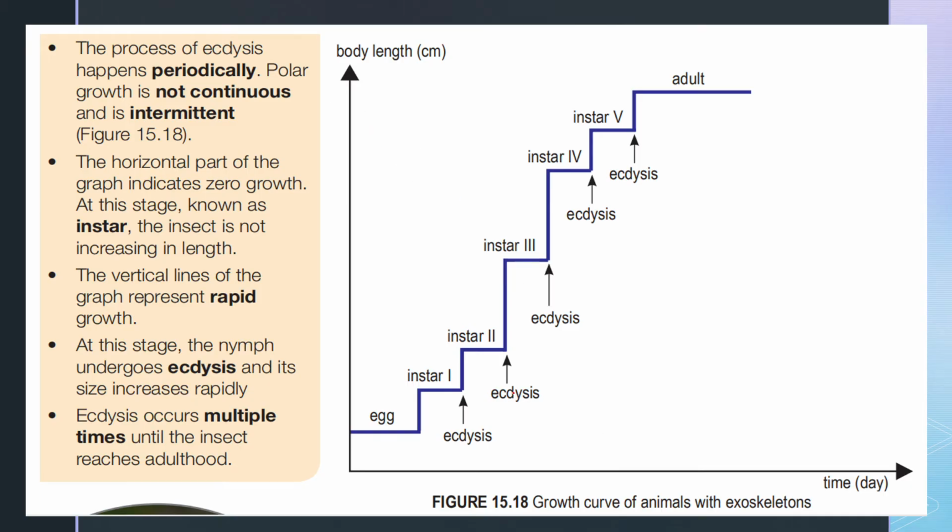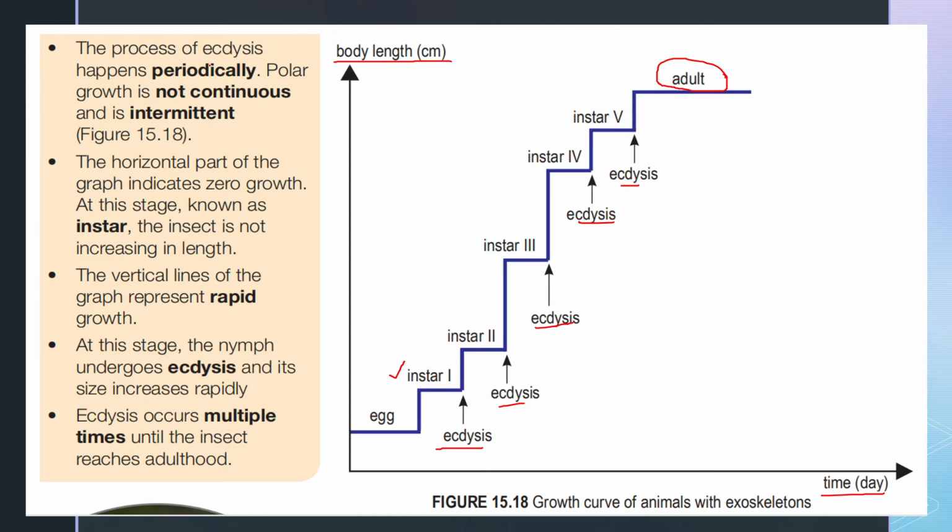Okay, you can see how this graph looks, the intermittent growth curve of animals with exoskeletons. So this is the y-axis, which is the body length, against time, in days. So kita ada istilah instar 1, 2, 3, 4, 5, and then eventually the adult phase. Okay, also we have ecdysis, ada dia punya garis menegak itu. So let's look into the explanation.